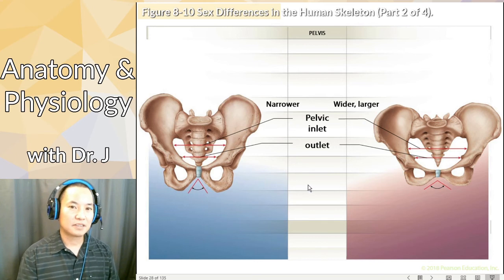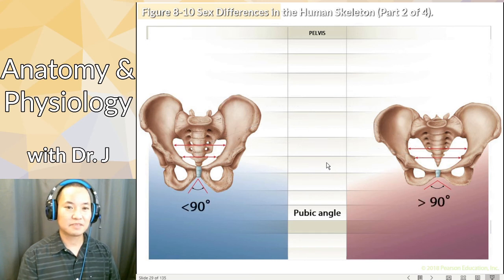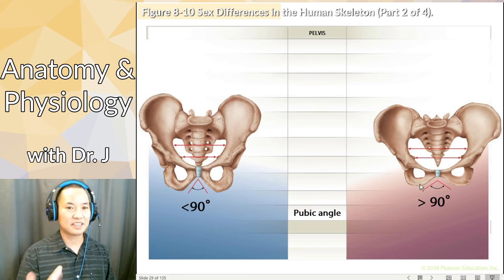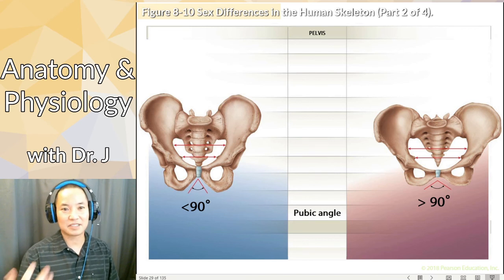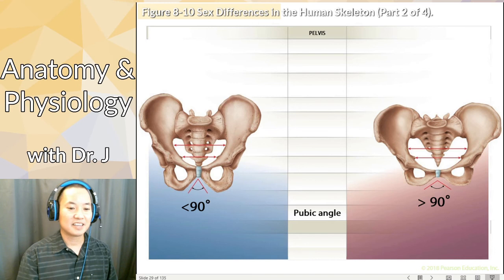So again, wider pelvic inlet and outlet in the female. In general, the male pelvis is narrower. Now why did I make a big deal about that pubic symphysis? Well, this is also a dead giveaway, or in most cases, this is the way I go to when I'm trying to determine between a male and female skeleton. I look at the angle between the pubic bones, and the vertex right here is at the pubic symphysis. So I kind of look at this angle right here.